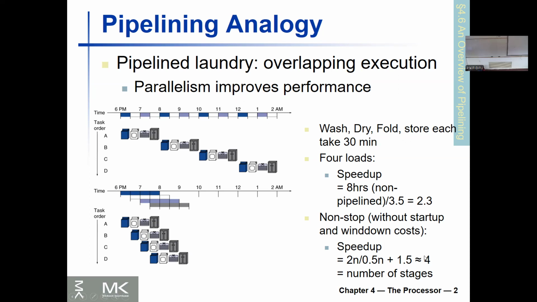And that equals approximately 4. When we say approximately 4, it means the 1.5 goes to 0 as we have an infinite number of loads. So this gives us a certain mathematical principle that, maybe we'll see it later, but the more cycles I have, the better.